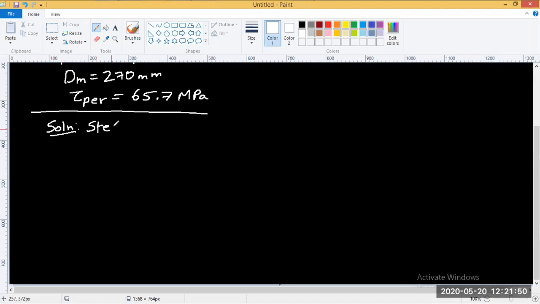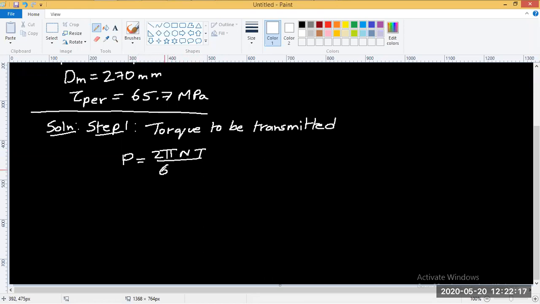Check it out. Step one is, as seen, the torque to be transmitted. That is given by P equal to 2 pi N T over 60,000. This will be in kilowatts. We already know the power is given, 9 kilowatt. So we'll note down 9 equal to 2 pi into N, which is 600, times T. You can use MT or T, both work the same way. And this is 60,000.